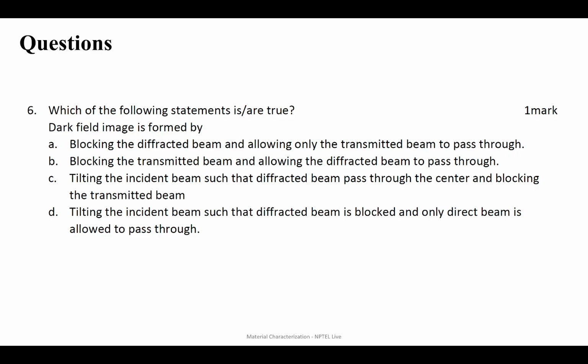Which of the following statements is true? Dark field image is formed by blocking the diffracted beam and allowing only the transmitted beam to pass through. Blocking the transmitted beam and allowing the diffracted beam to pass through. Tilting the incident beam such that the diffracted beam passes through the center and blocking the transmitted beam. Tilting the incident beam such that the diffracted beam is blocked and only the direct beam is allowed to pass through.